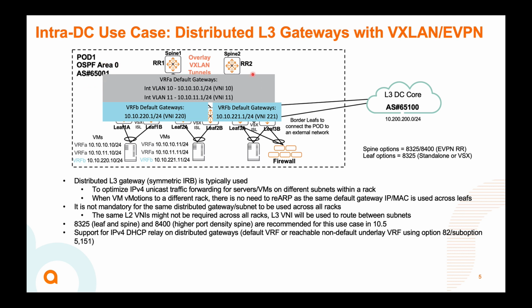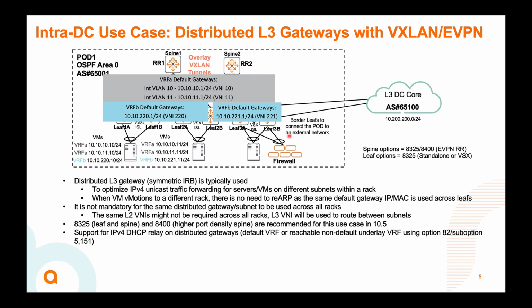So the A325 can be used because it only has 32 ports of 40 or 100 gig. That means you can have up to 32 leaves in that fabric. If you wanted to expand and add more leaves, you basically have to change out a spine to a high port density switch. So the 8400 is recommended as your high port density spine. That is also capable of EVPN route reflector.